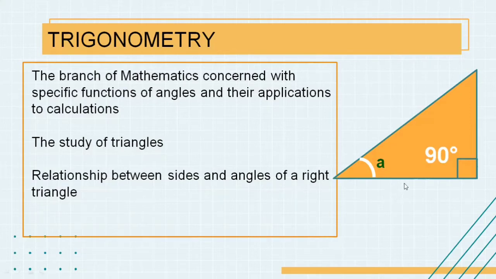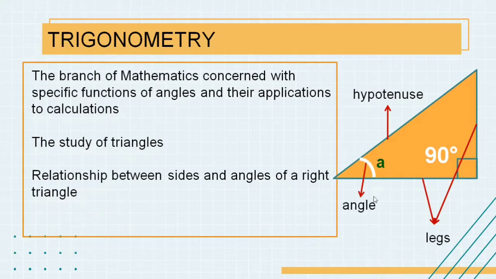On the picture, we have here our right triangle. A right triangle is a triangle whose one angle is equal to 90 degrees and we have two acute angles. The longest side of our right triangle is the hypotenuse and the shorter sides are the legs. And of course, with respect to this A here, it is our angle.